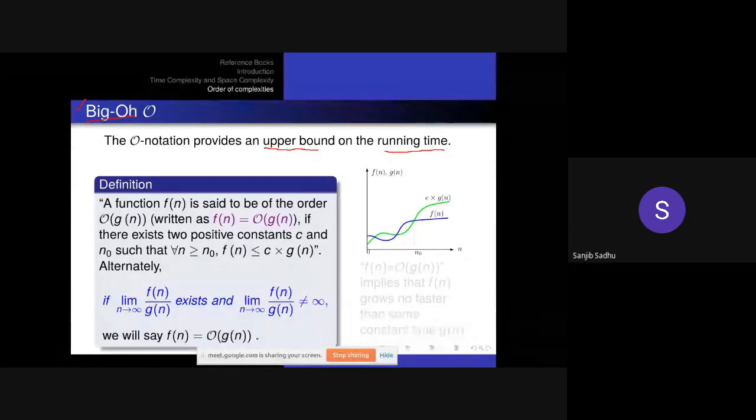Okay, any program has an upper bound and a lower bound. If you are executing a program, then you will say it will take at least this many steps. That is called lower bound. Upper bound means, whatever be the case, it will not take more than this. That is called upper bound. So big O notation is used to provide the upper bound of the running time of any program.